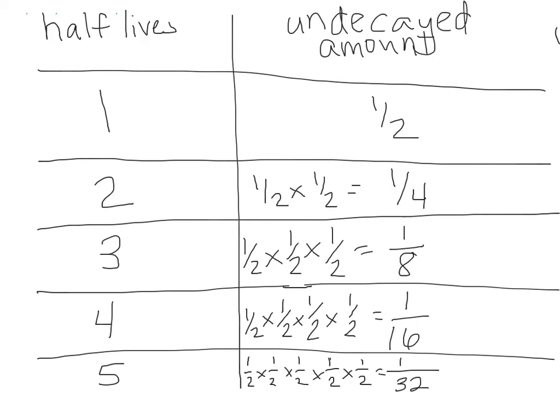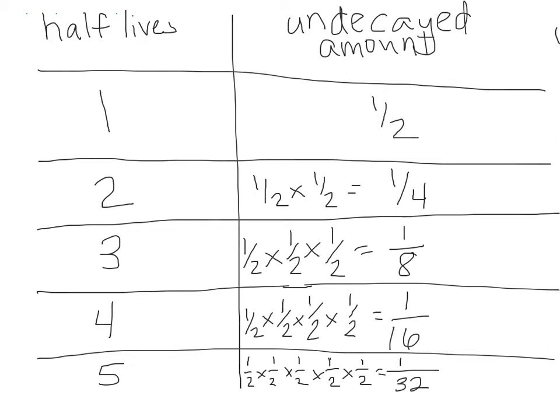So you need to copy down this table. It's going to be very, very important as you look at our half-lives problems. What this table is saying is that after one half-life, you would have exactly 1/2 of your substance remaining undecayed. After 2 half-lives, you'd have 1/4. After 3, you'd have 1/8. After 4, you'd have 1/16. After 5, you'd have 1/32.